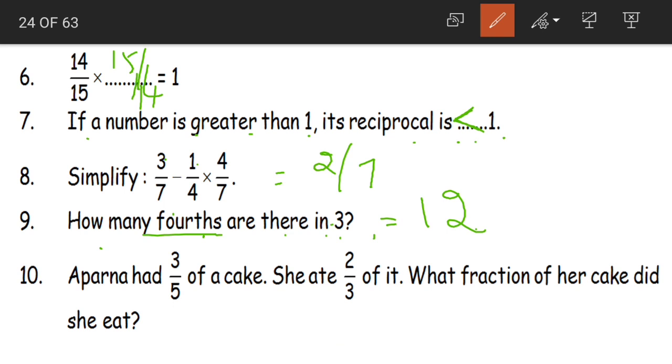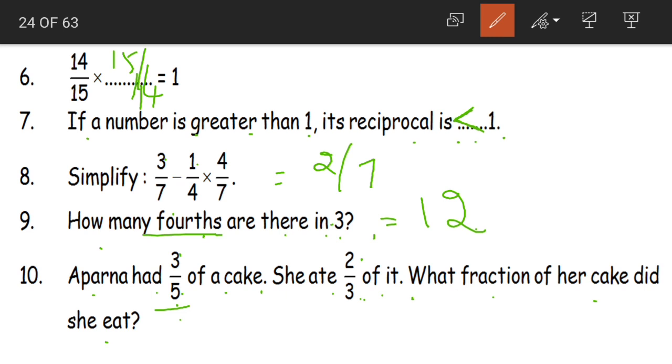Now the last fill in the blank here. Aparna had 3/5 of a cake. She ate 2 by 3 of it. What fraction of her cake did she eat? See, what did she have? She had only 3 by 5 of a cake.